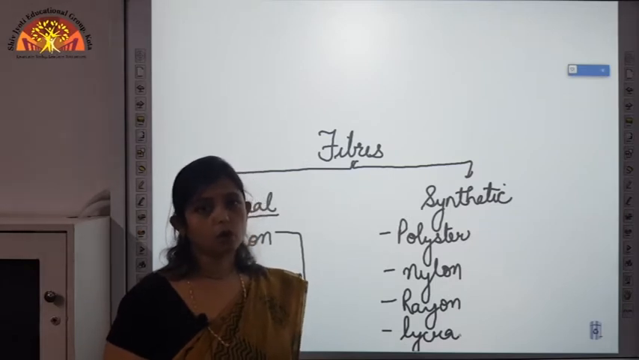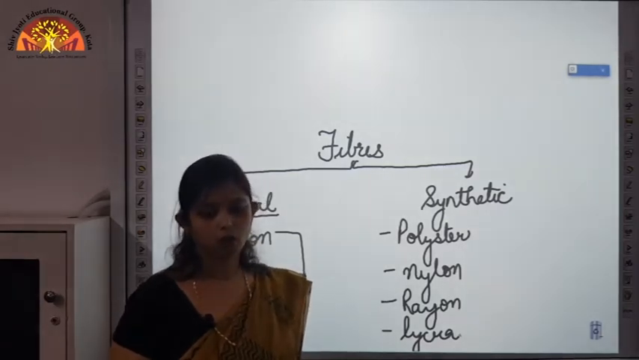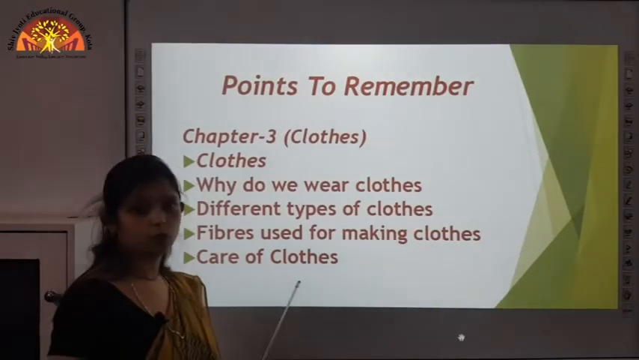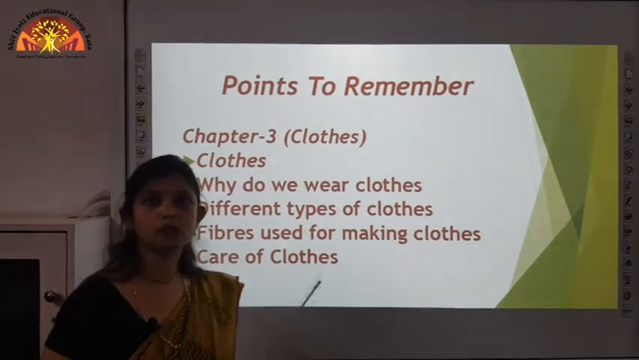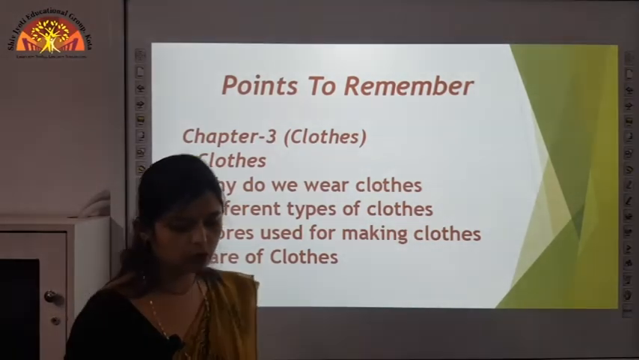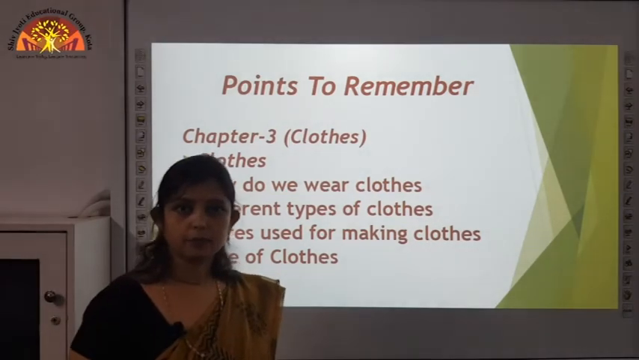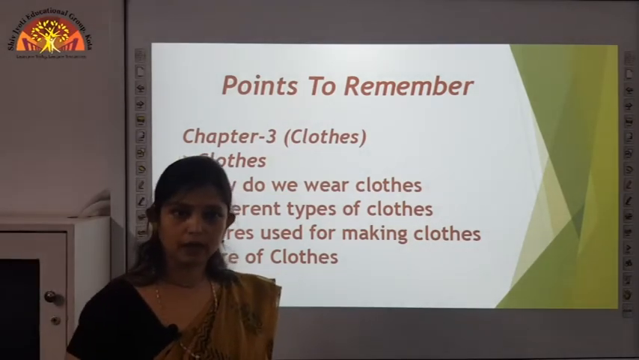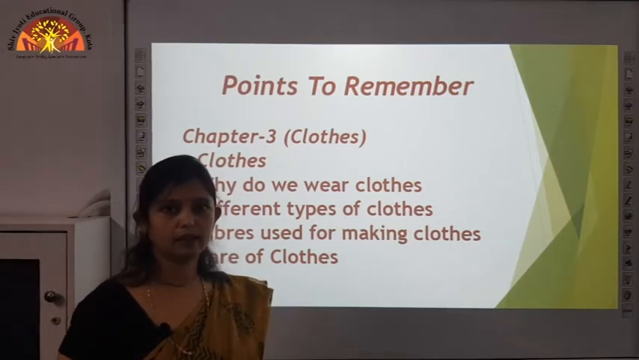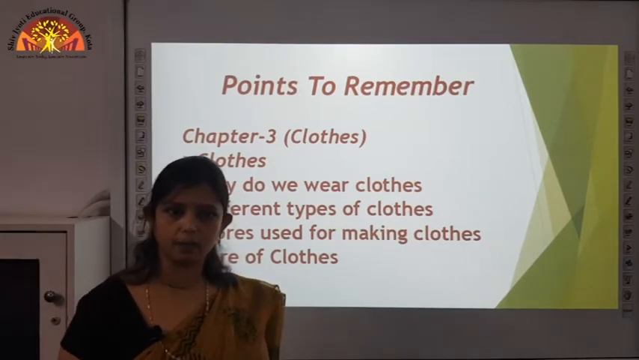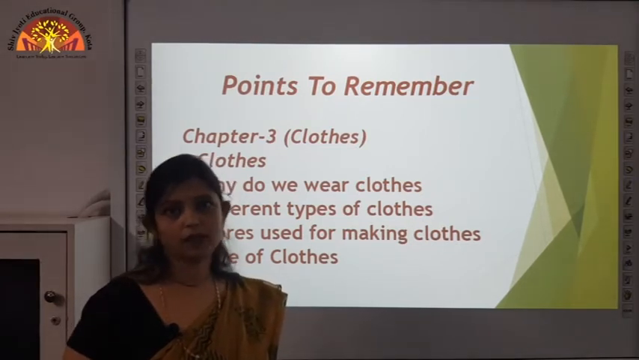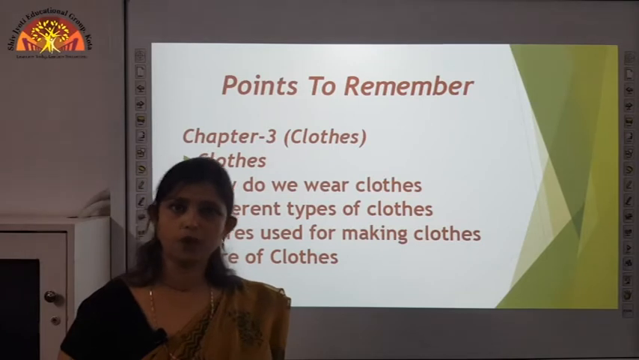Now it is also very important to take care of the clothes. So we should take good care of clothes, because good care of clothes make them last longer. And how we can take good care of clothes? By following some things, like we should wash them regularly, then we should dry them in the sun, then we should iron them, keep them properly in our cupboards. We can keep mothballs and neem leaves along with the clothes to protect them from insects.